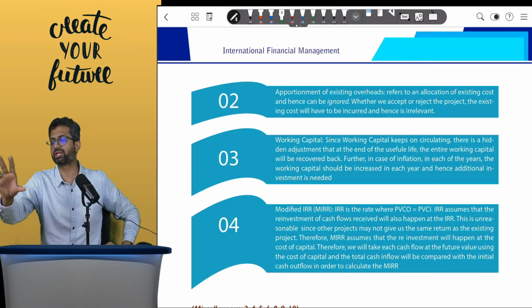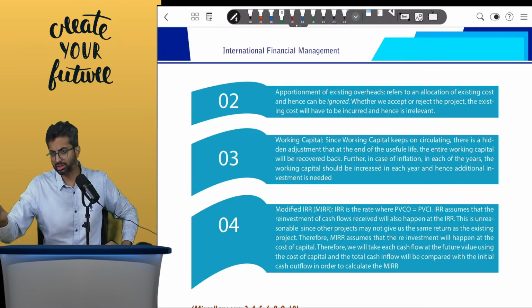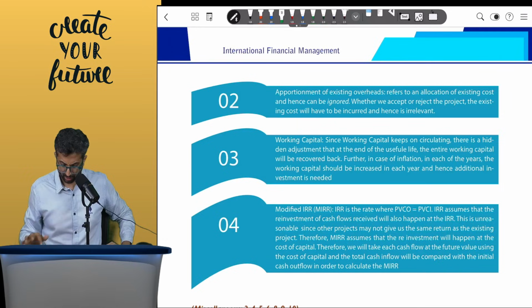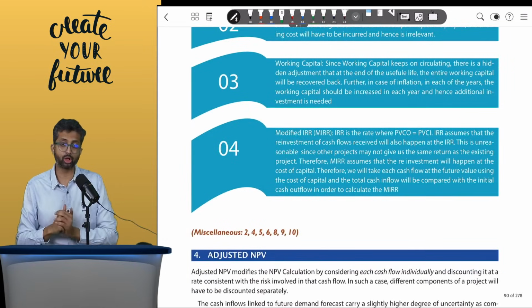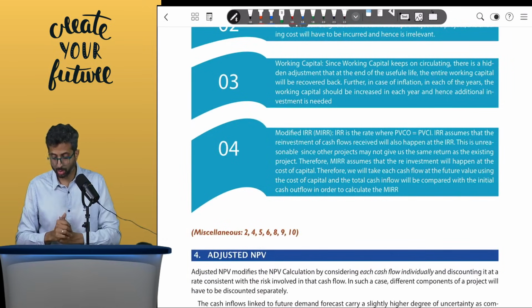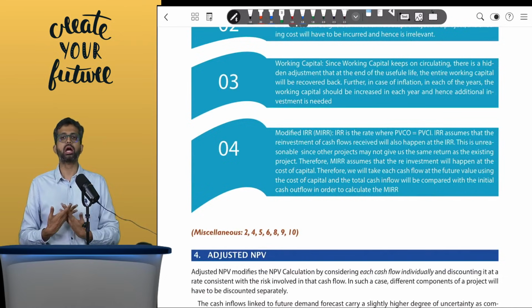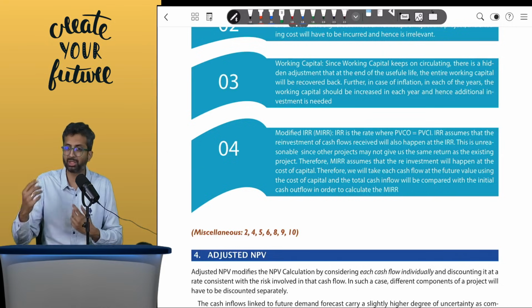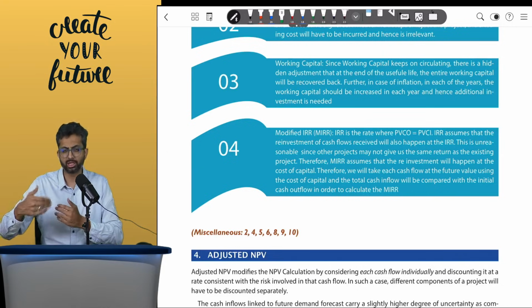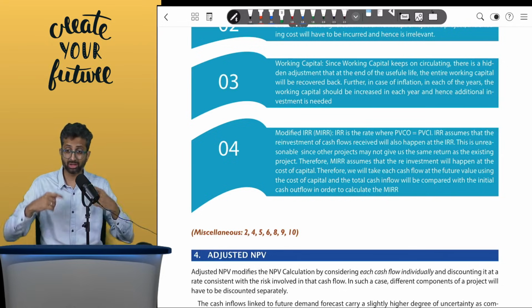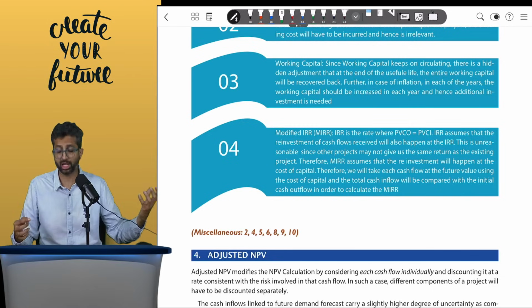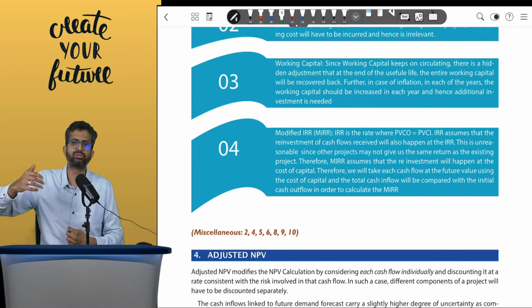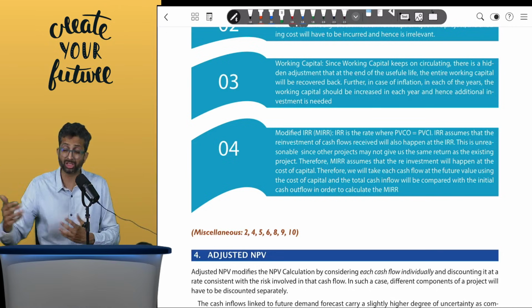However, if you are selling the fixed assets piecemeal, then the working capital will be separately recovered piecemeal, unless otherwise given. And then there is the modified IRR, or MIRR. IRR is a rate where PVCO equals PVCI, but the problem over here is the reinvestment rate. When you look at the IRR workings in general, the reinvestment rate is assumed to be the same as the IRR, which may not be the case. This project may be a supernormal project. The money that I receive will have to be invested somewhere else where I earn the cost of capital.